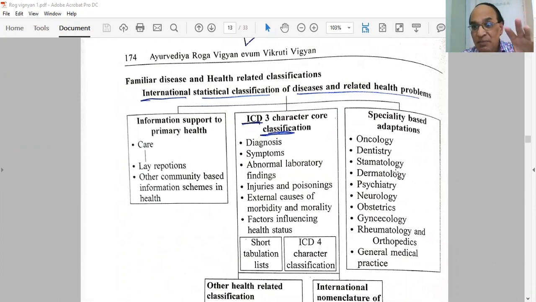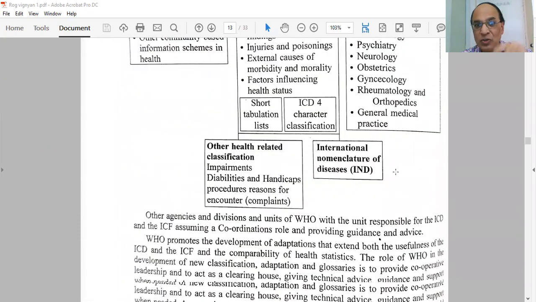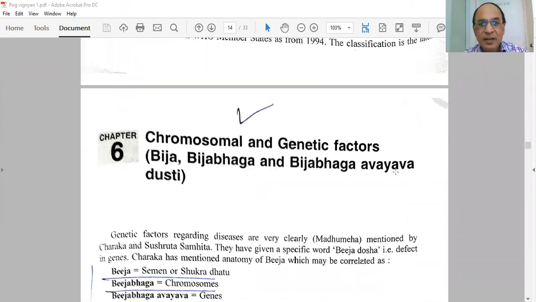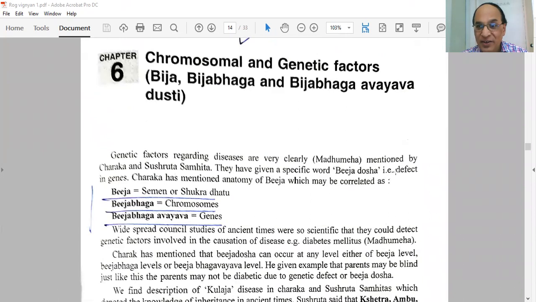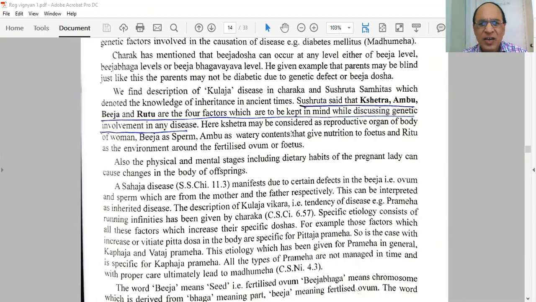So this is asked many times in the examination, especially for MD students. Okay. Then chromosomal and genetic factors. He has very nicely explained what is the Ayurvedic aspect, or how Ayurveda has also included genetology. For example, Bija is nothing but the male gamete and the female gamete. Bija Bhag means chromosomes, and Bija Bhag Avayava means genes. So simple and so crystal clear definitions are given.